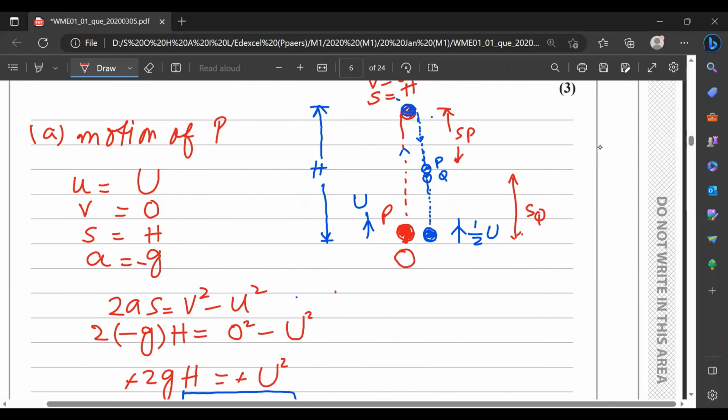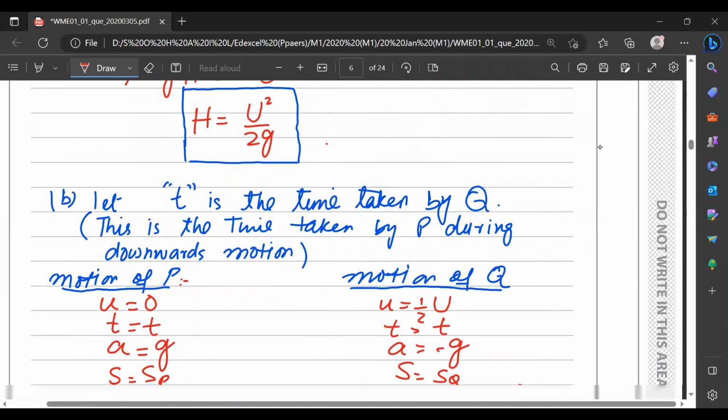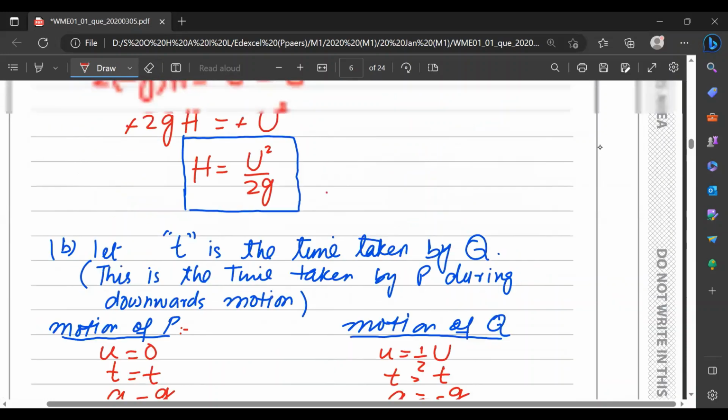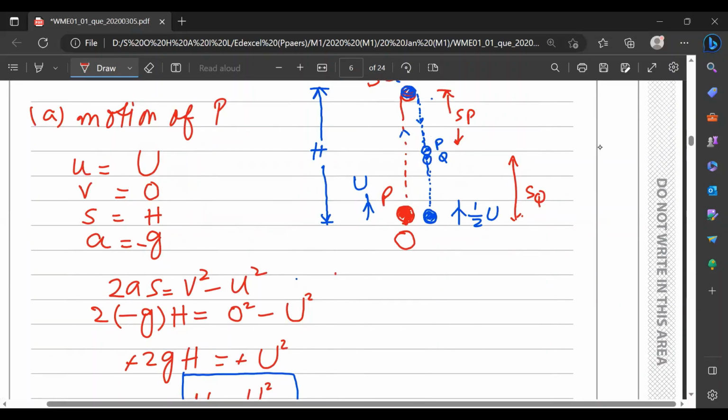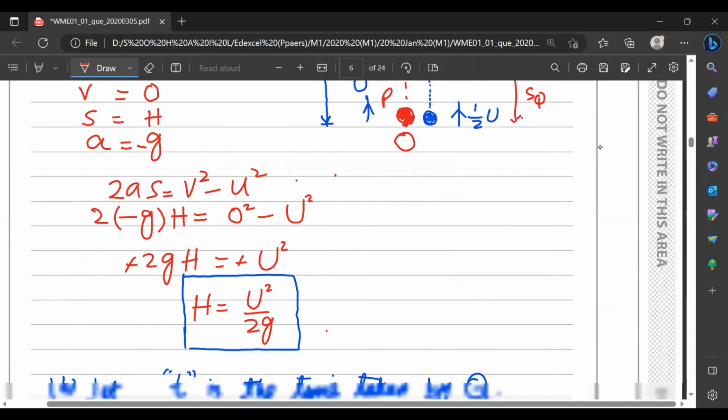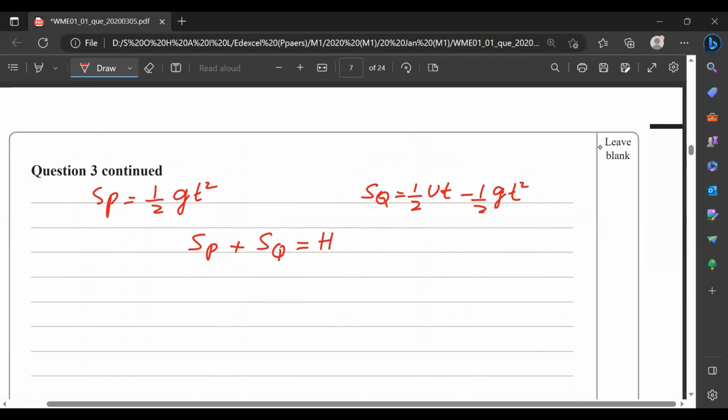So the distance traveled by P and the distance traveled by Q. What I can do next? SP plus SQ is equal to H. Obviously, if you add these two distances, we have the total height, which is H. So just plug in the values: 1 over 2 gt square plus 1 over 2 ut minus half gt square is equal to H.